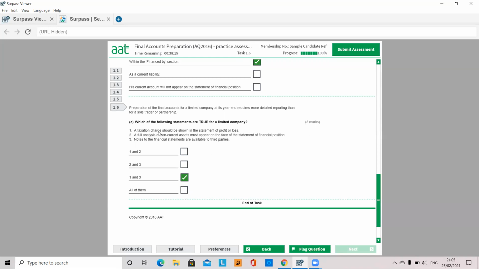Certainly the tax charge you would show in your profit and loss account. Tax payable would be in your statement of financial position. But for your profit and loss account, yes, your tax charge would be in there. A full analysis of the non-current assets must appear on the face of the statement of financial position. Not necessarily, it's just recording it as you would do normally. But notes to the financial statements are available to third parties.